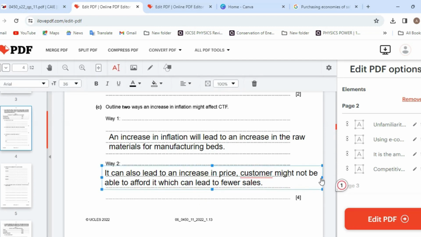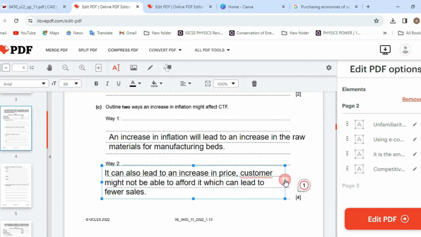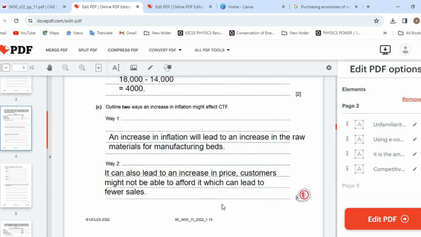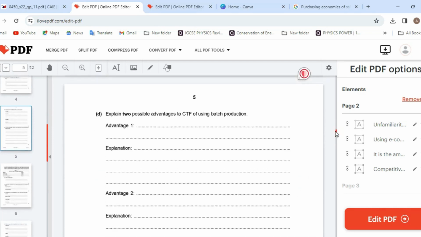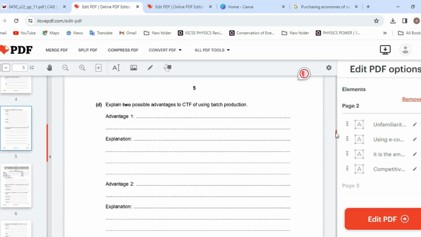Also, when there is an increase in inflation rate, you should know the employees can ask for a pay rise too. That is also an effect. Now let us see another question. We have question 2D. Explain two possible advantages to CTF of using batch production. What are the advantages of using batch production?